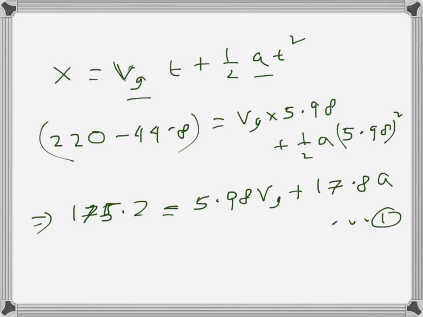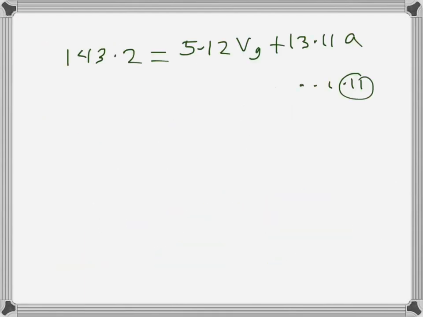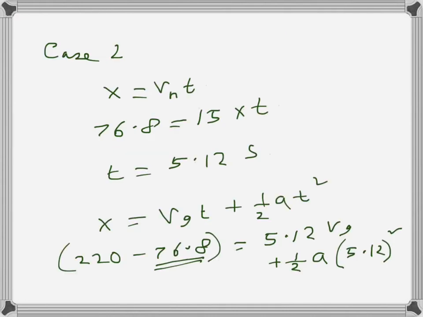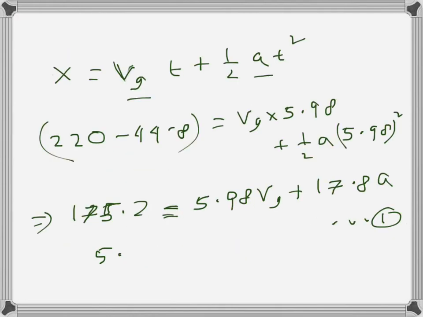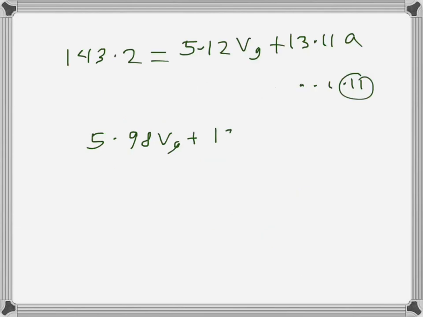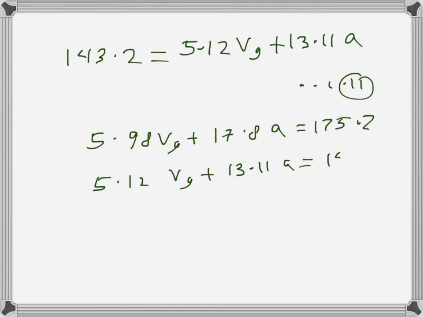I have written the conventional right hand side on the left hand side, but maybe I can rewrite this one over there. So 5.98 Vg plus 17.8 A is equal to 175.2. And for this one, 5.12 Vg plus 13.11 A equals 143.2. So these are the two equations.